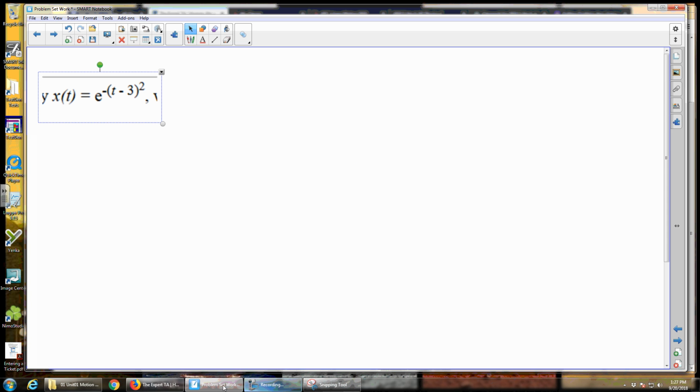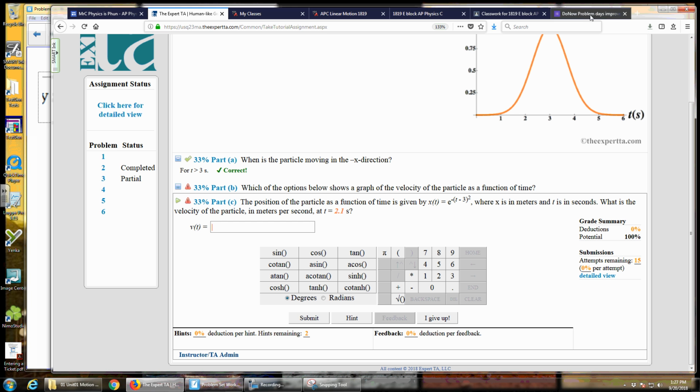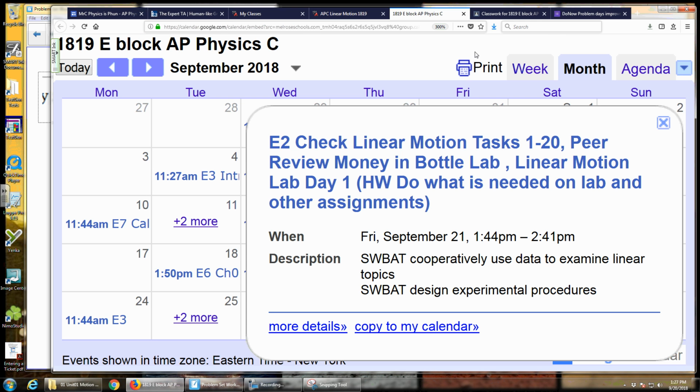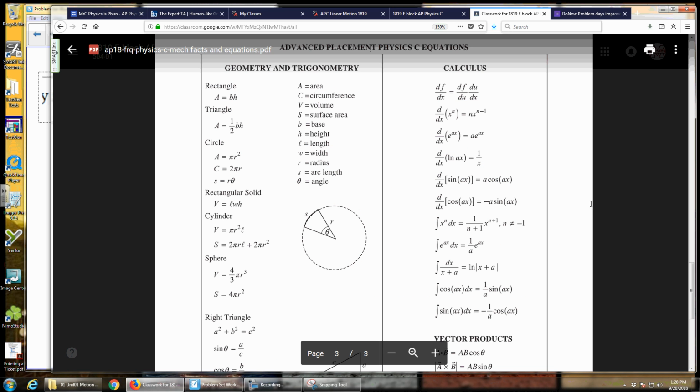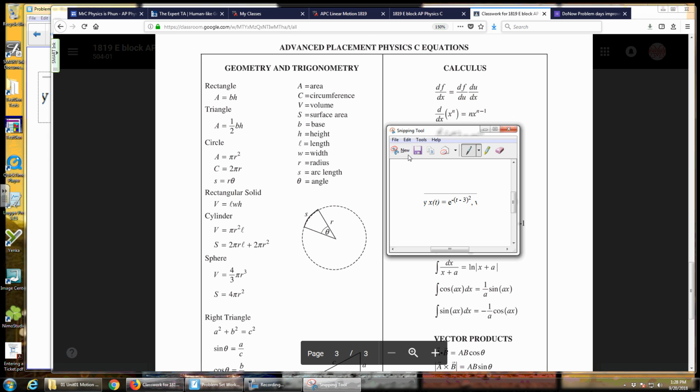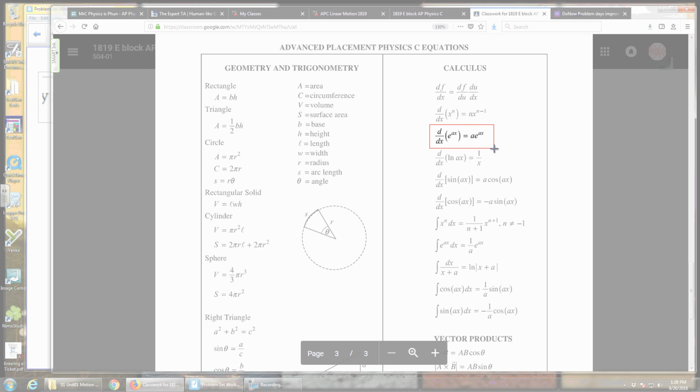Alright, and then from my equation sheet, I'm looking for the derivative of something that has e to the x, and that would be right here.